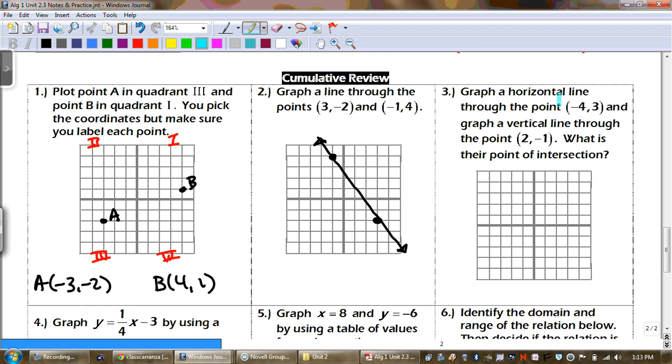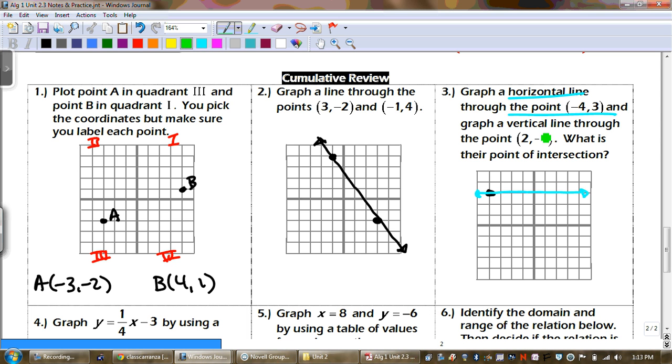So let's take a look at this first one, okay? Horizontal line through negative 4, 3. Well, negative 4, then 1, 2, 3, positive 3 is right there, and it told me to graph a horizontal line. Okay, so there it is.